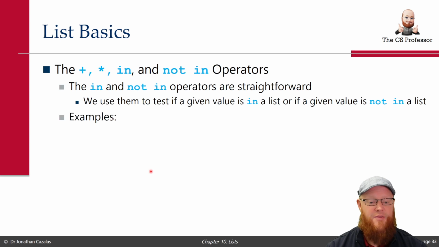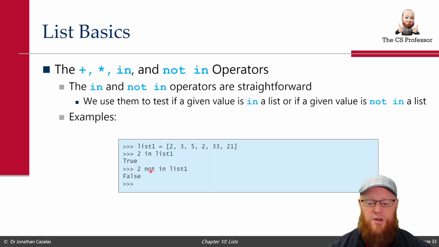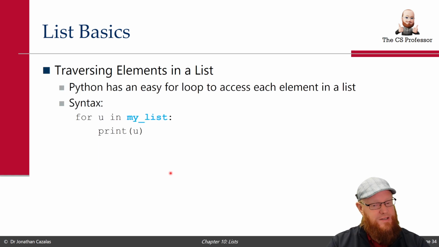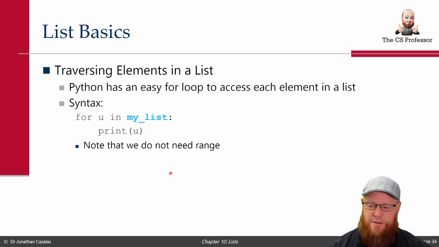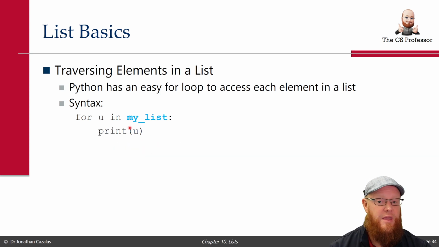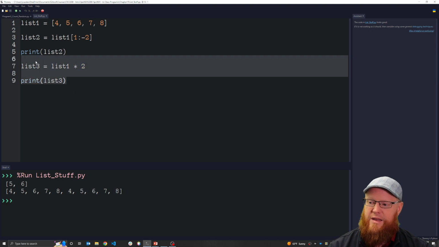We've seen the in and the not in. It just tells you true or false whether a given value is in the list. 2 in list 1 is true. 2 not in list 1 is false. We've seen how to traverse. So this is nice. All of this is really repeating what we've already seen. How can we traverse our list? Just say for something in my list, and we print that something.